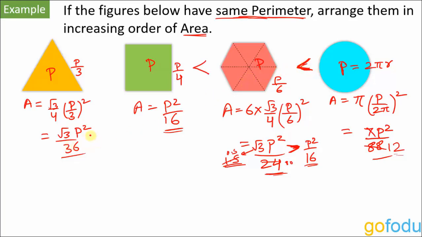And here we have root 3 P square upon 36. 36 is much bigger denominator than 16 and 24. So root 3 P square upon 36 will be much smaller than root 3 P square upon 24. Area of this triangle will be much smaller than area of this hexagon. Area of a square is little smaller than area of hexagon. So this will be the sequence. Actually, they are already arranged in increasing order of their area.